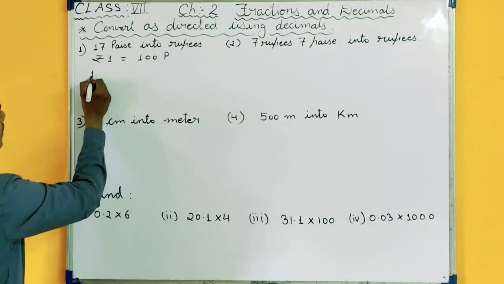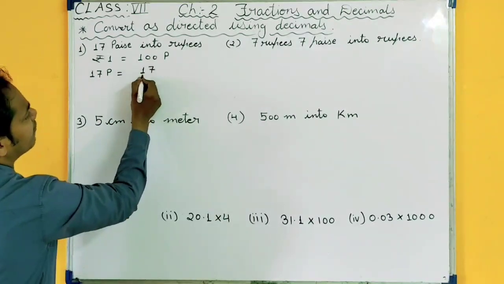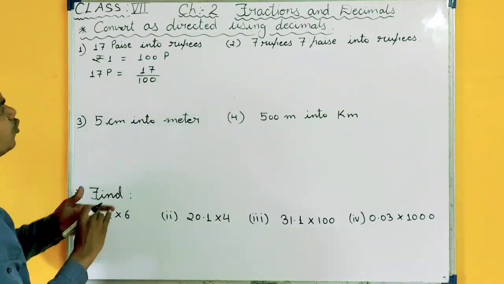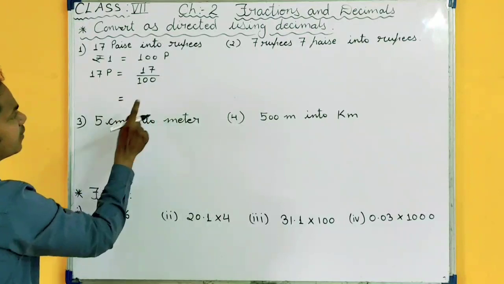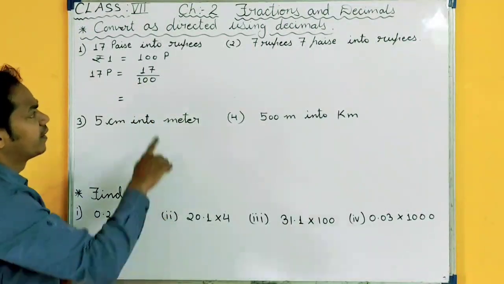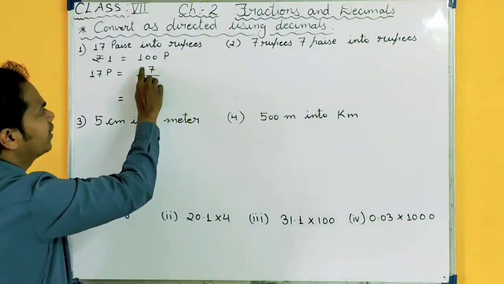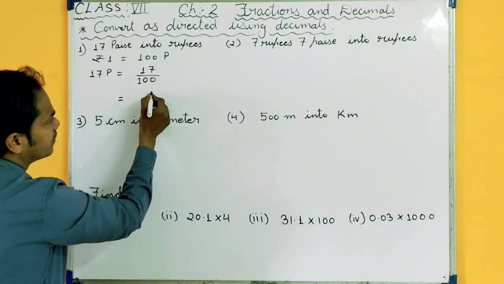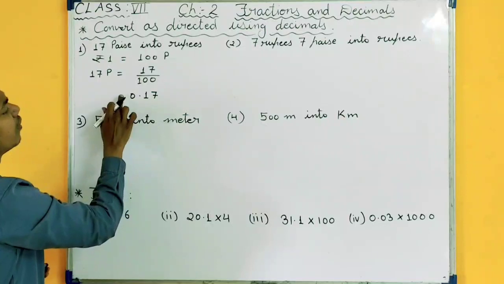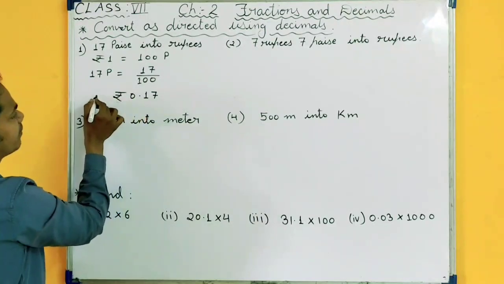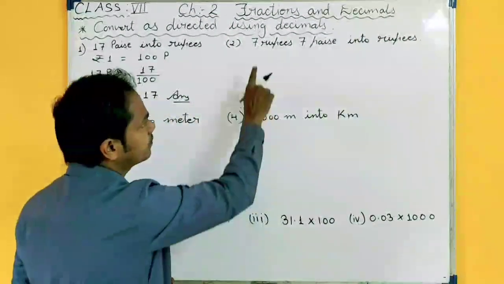So what we will do here, 17 paisa is equal to 17 divided by 100. To convert into rupees, we will divide by 100. So finally what you will get? 2 zeros are there. Learn this process also. 2 zeros. From right hand side count 2 values, 1, 2, then mark decimal. First value, second value, then decimal. This is your rupees. You have converted your 17 paisa into rupees. This is your answer.